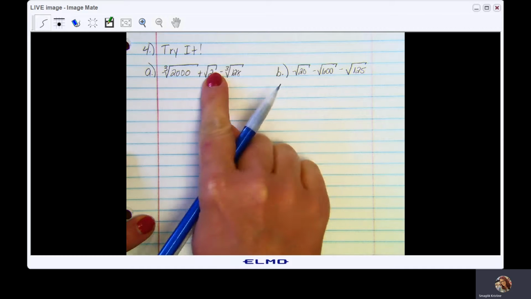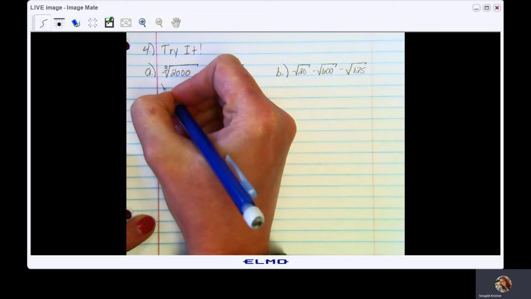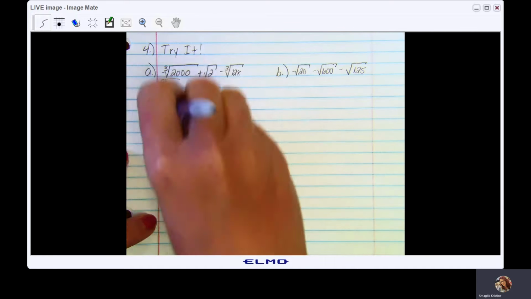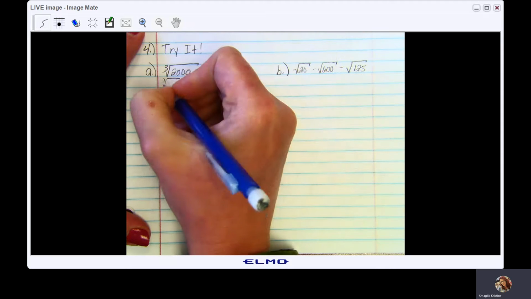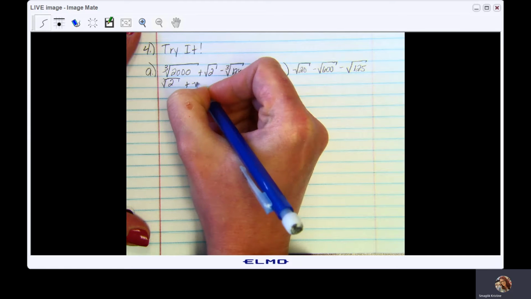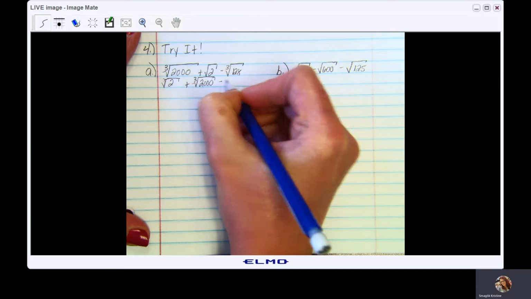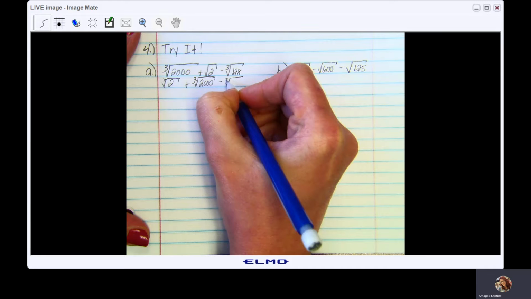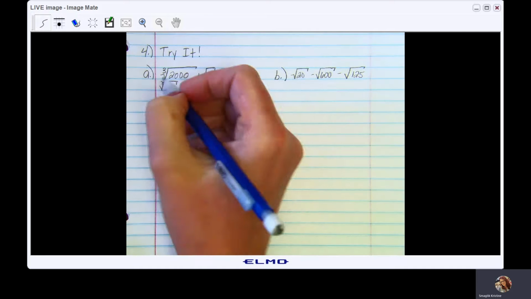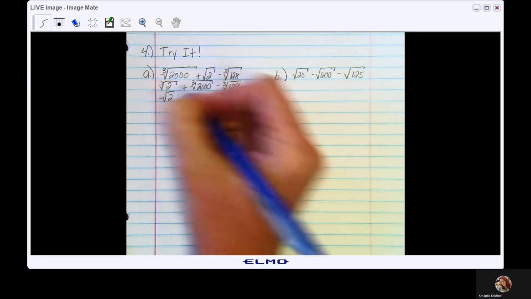First, I'm going to just move this. I'm going to get my index of 2 moved over, and then I'm going to group up my index of 3. So I have the square root of 2. Do not need to write that 2 there. I had it on my brain. 2 plus the cube root of 2,000 minus the cube root of 128. Now the square root of 2, I just can't do anything with that. I'm going to leave it be.